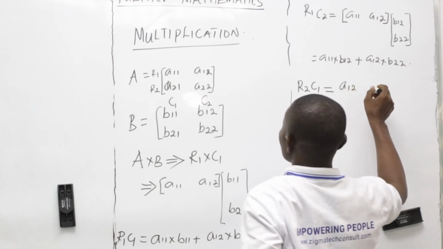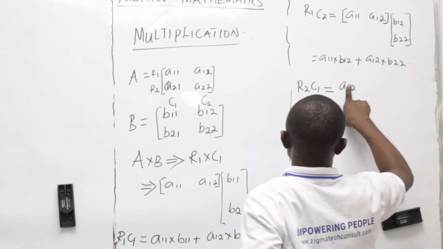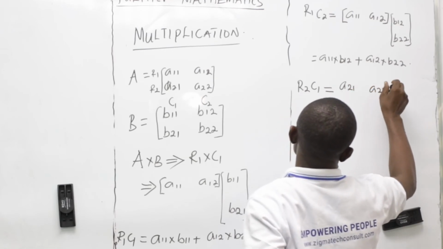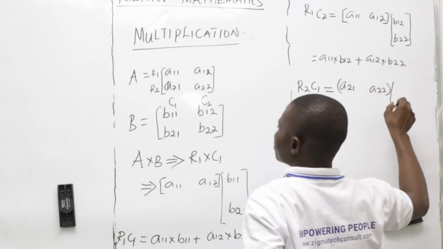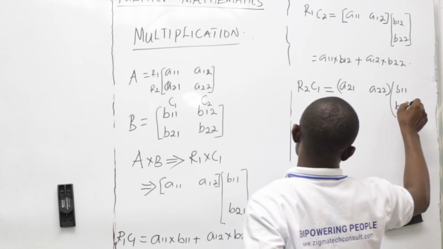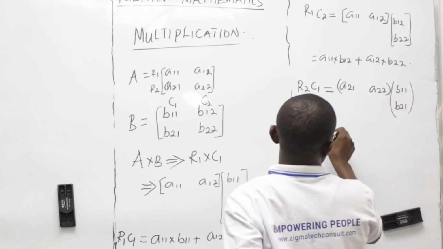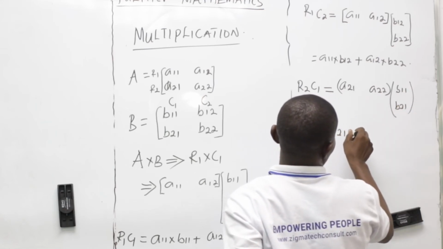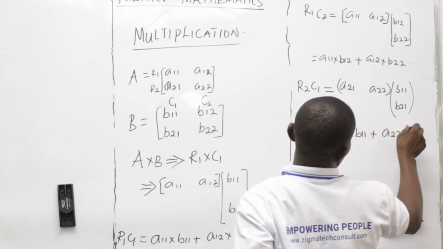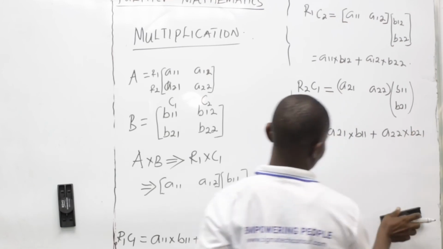Row 2 of A, which is A21 and A22, against column 1, B11, B21, which will give us A21 times B11 plus A22 times B21.